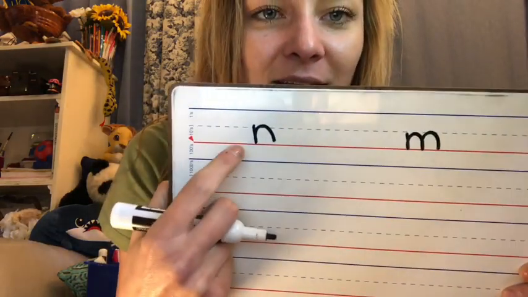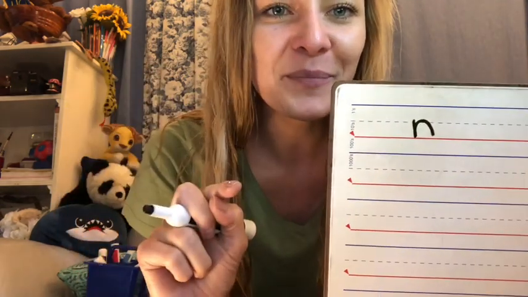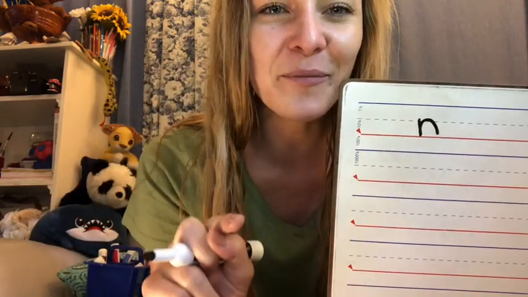All right, next we have the letter N, and then we're gonna do the letter M. Both of them are very similar, but they're different in a very important way. The letter N only has one hump, so we say down, hump. Okay? Can you say it with me? Down, hump. Make sure you got that strong finger in the air. Down, hump. N.